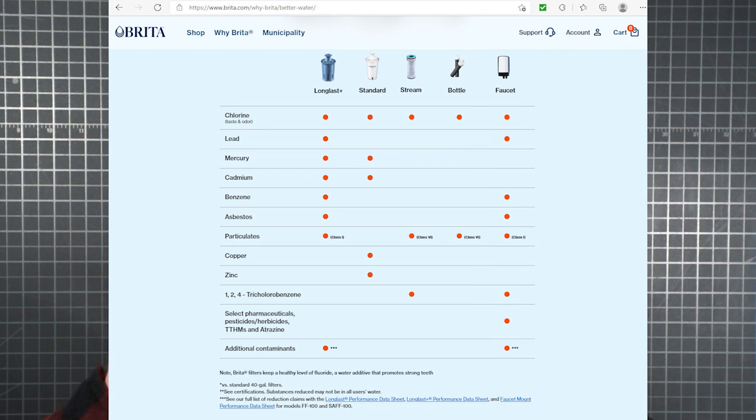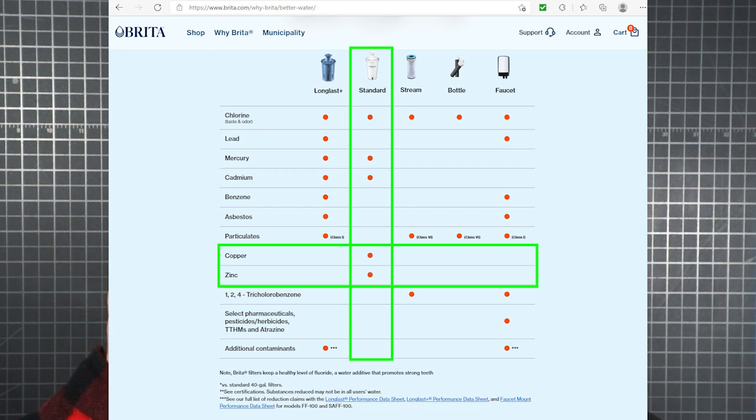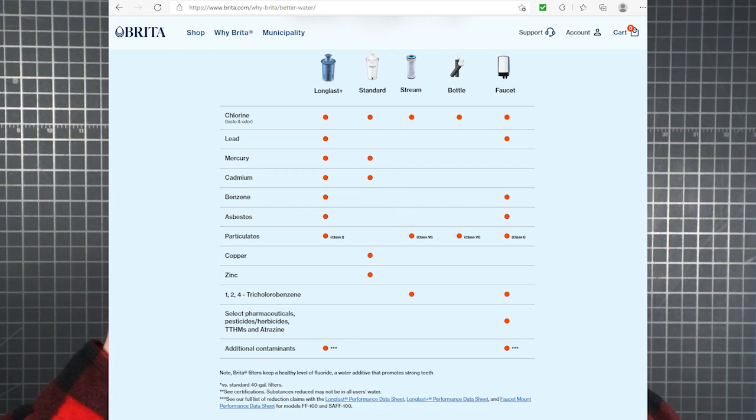Even if you were to use a faucet filter to fill your Brita pitcher outfitted with a Long Last cartridge, you're still not getting copper or zinc. You'd have to pour your Long Last pitcher water into another pitcher with a standard filter in order to get everything shown. And as you can imagine, the relatively small number of things listed here is far from every potential drinking water threat that's known.